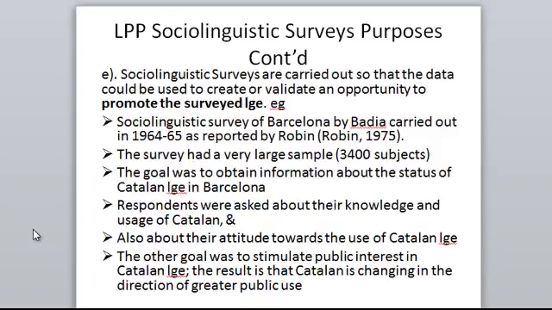That was about the promotion of language. So if this was the result, that Catalan was changing, it means that a decision would be made that since Catalan was changing to greater public use, it means that it had a higher affinity, and therefore, if the decision would be to make Catalan a national language, that would be possible. It would not be a problem at all. Now, let's look at the last aspect.